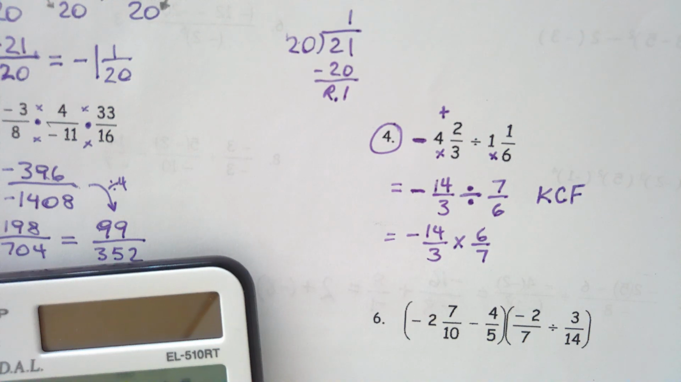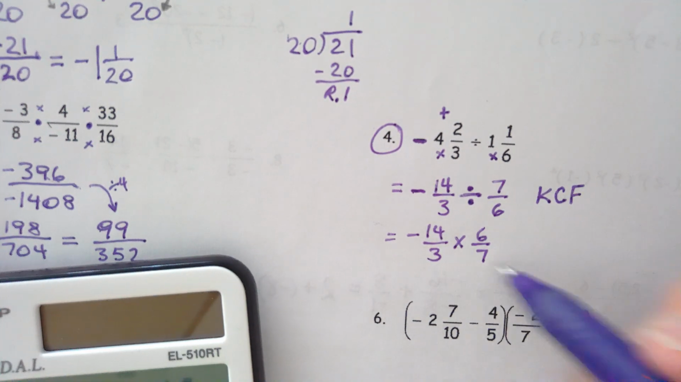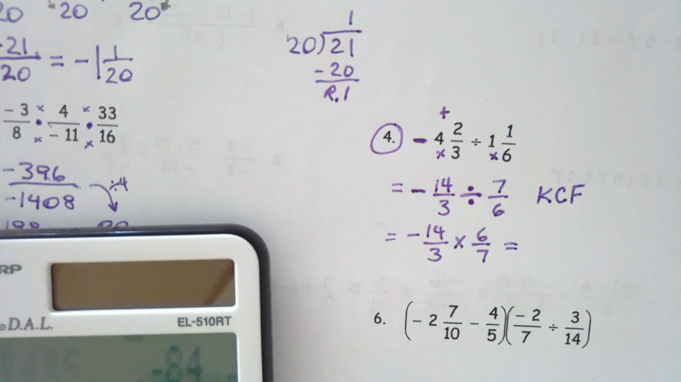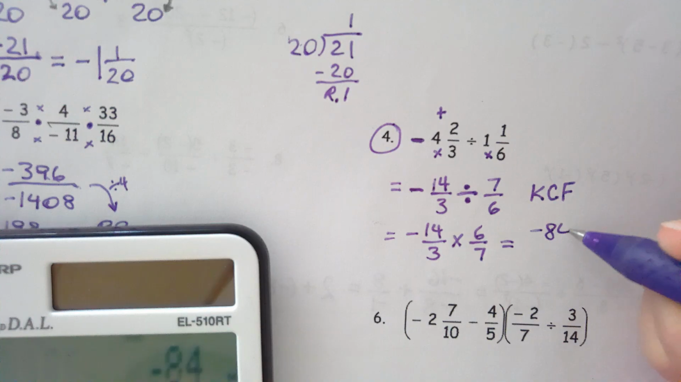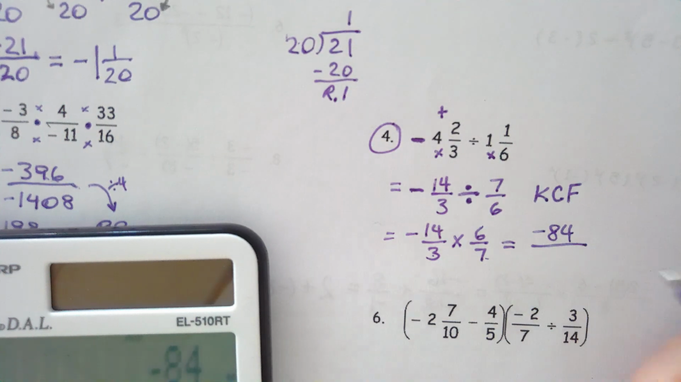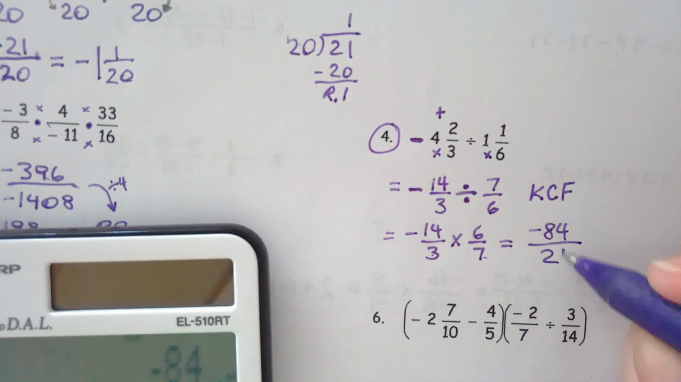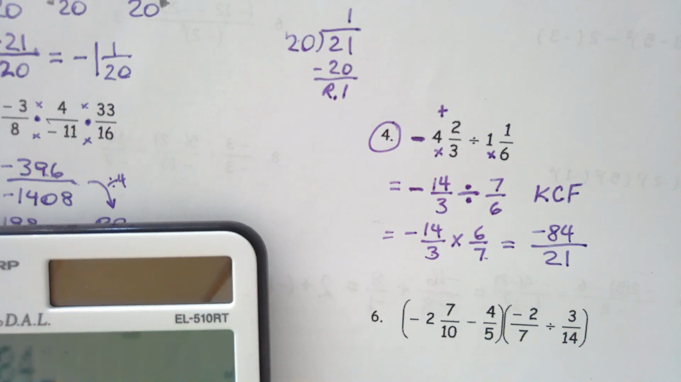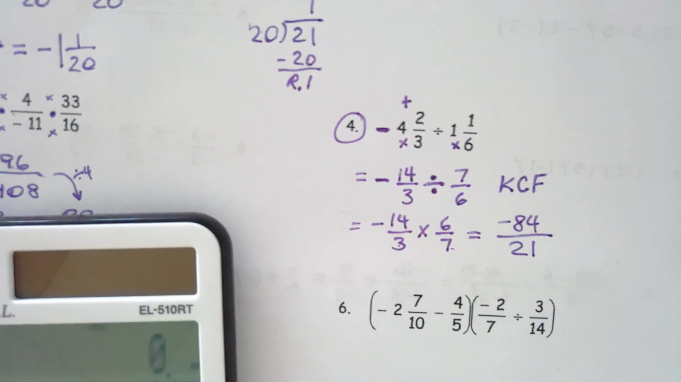Now we know what to do, right? Because we just did it in example 3. Multiplying fraction. Multiply the top with the top, bottom with the bottom. So negative 14 times 6, negative 84. 3 times 7, 21.